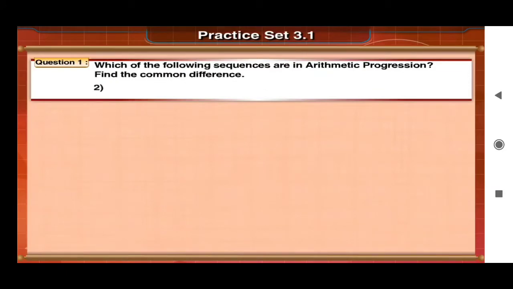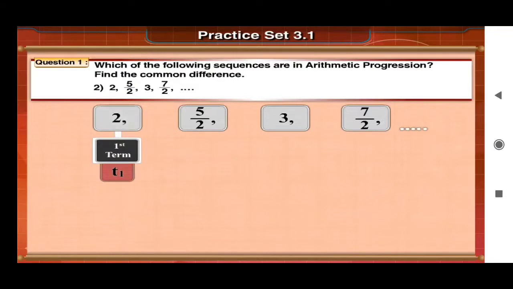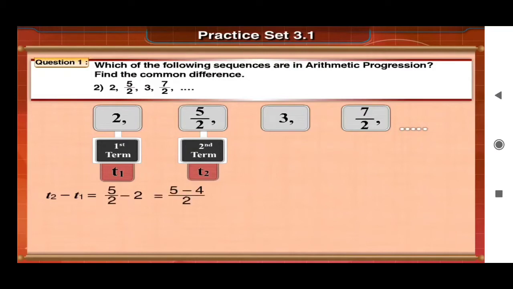Two. 2, 5 upon 2, 3, 7 upon 2, and so on. The first term T1 is 2, and the second term is 5 upon 2. T2 minus T1 is 5 upon 2 minus 2, which is equal to 5 minus 4 upon 2, that is equal to 1 upon 2.